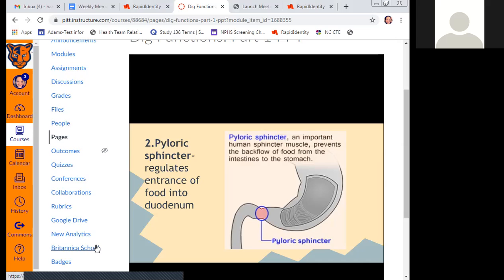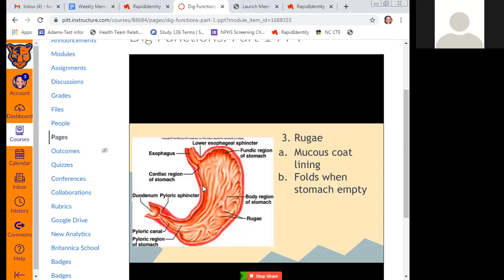Because it's not as wide as the large intestine. It's a much more narrow opening. So moving forward, a little bit more about the stomach. We're kind of learning parts and pieces as we go.